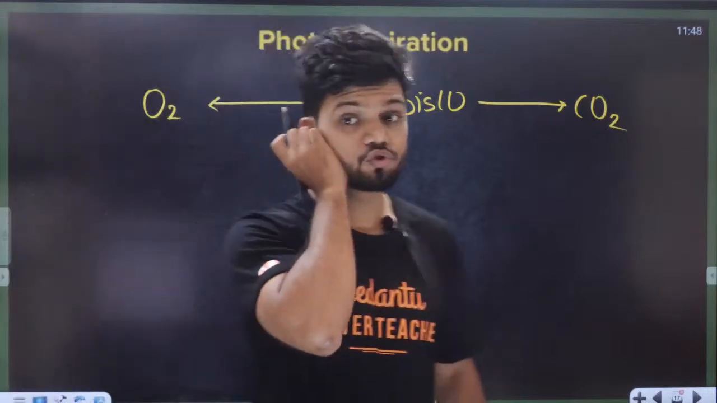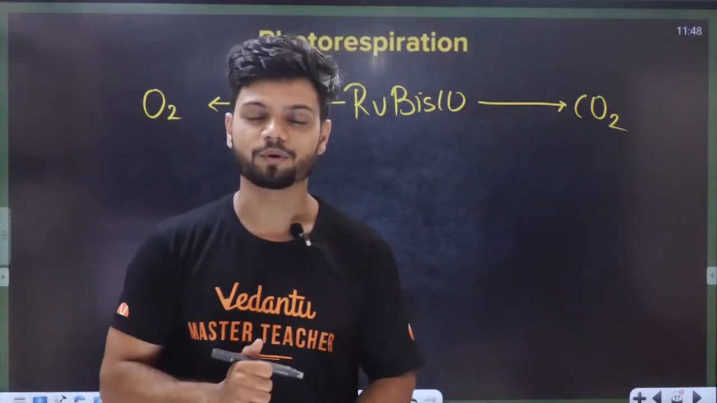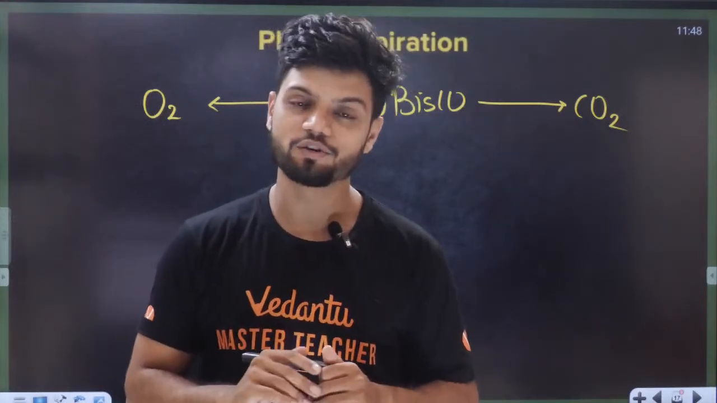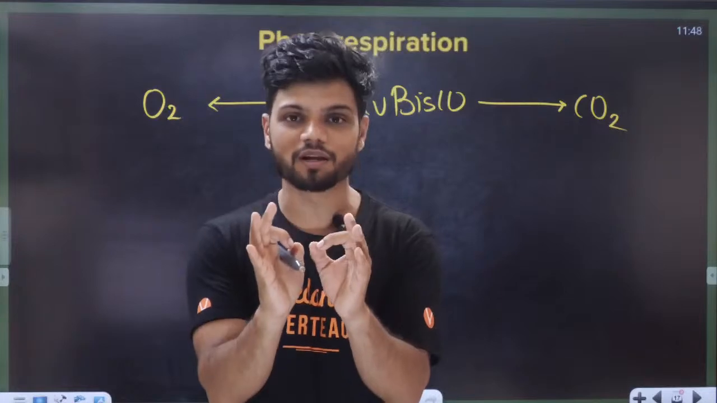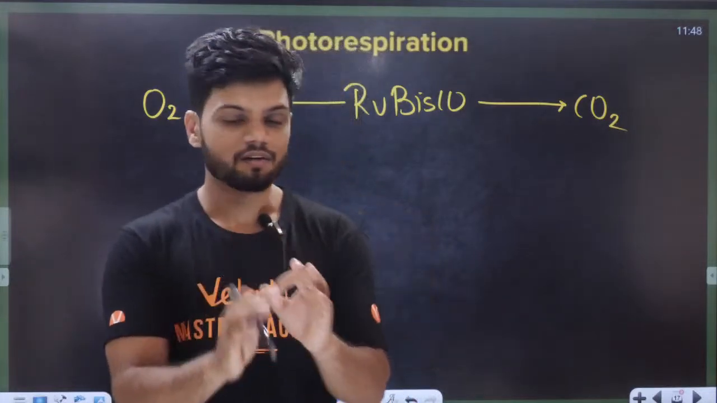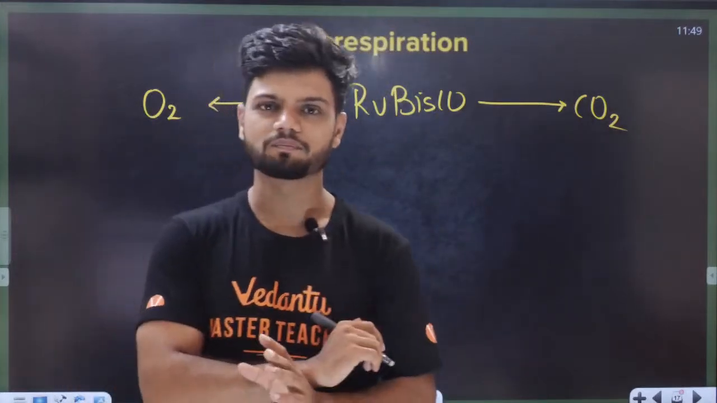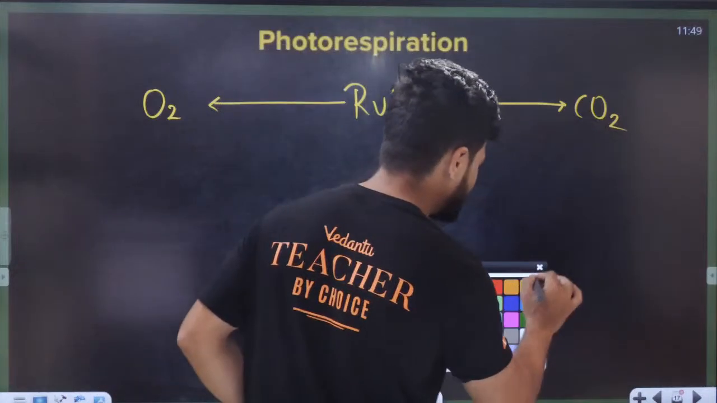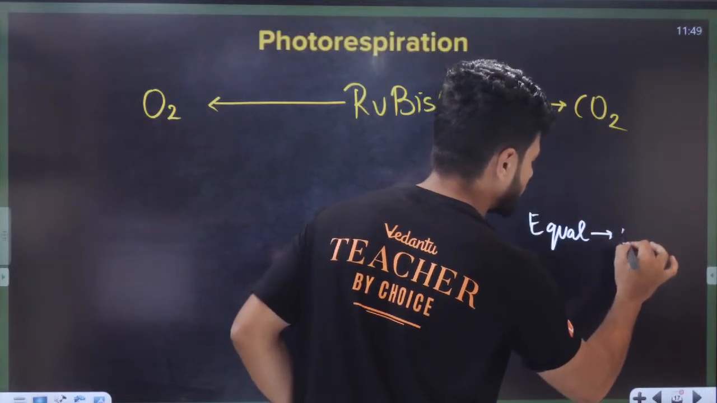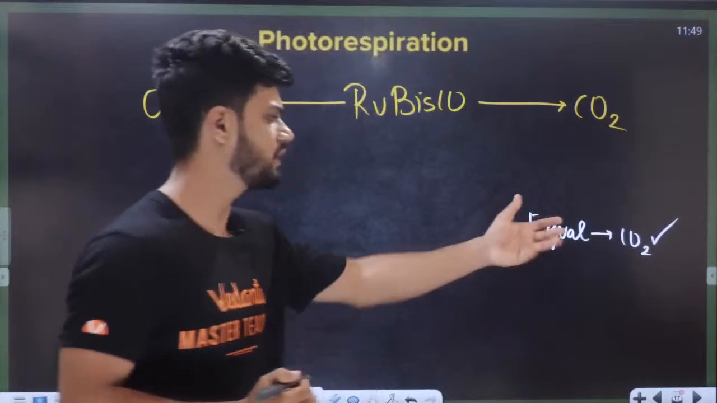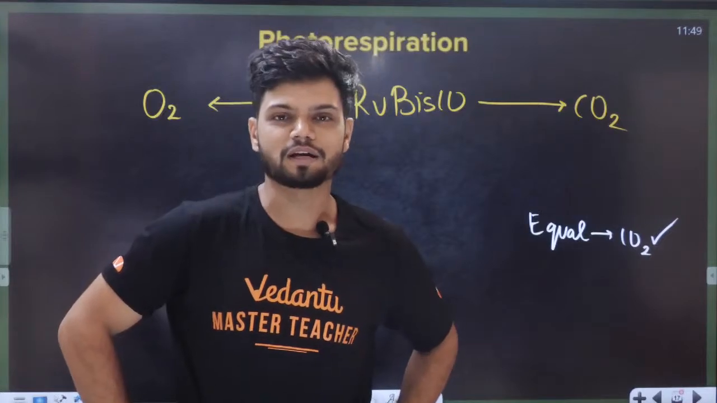Okay. Rubisco has two main things. Here it has one, CO2. Here I have oxygen. In normal conditions, when CO2 and oxygen are equal in the atmosphere, who will I choose, students? I will always go for CO2. Higher affinity for CO2 when they are equal.